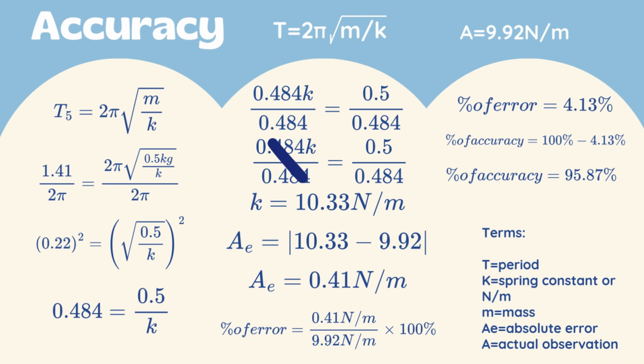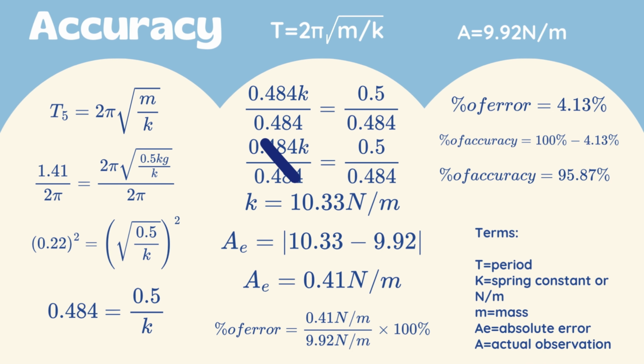Then our fifth, our last mass and period given, our spring constant using the formula is 10.33 n over m. Our absolute error is 0.41 n over m. Our percent of error is 4.13%, and our percent of accuracy is 95.87%.